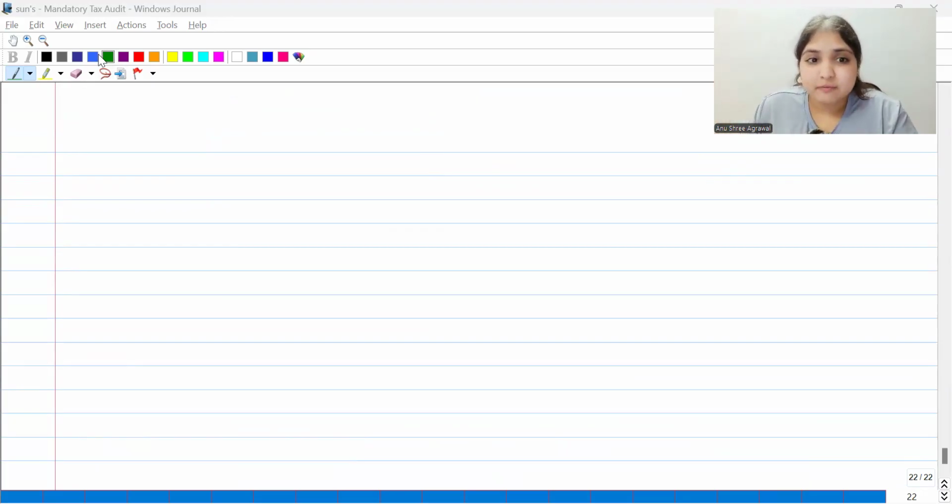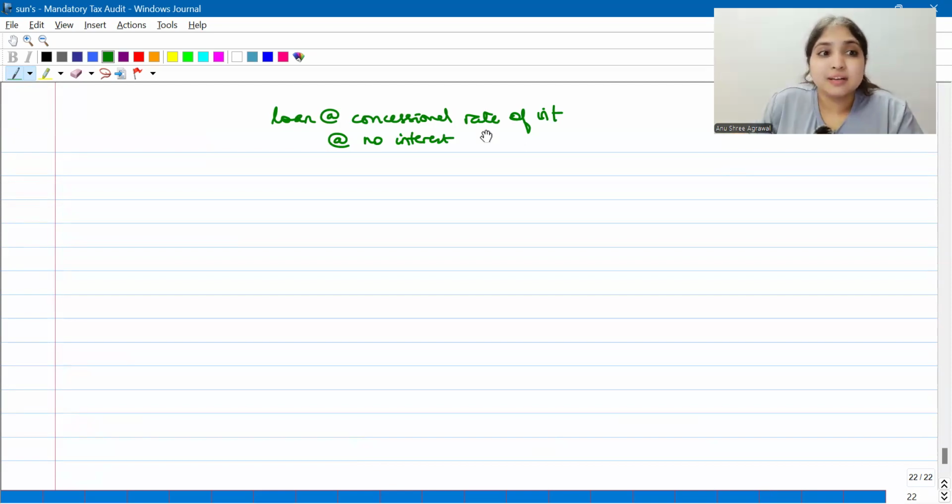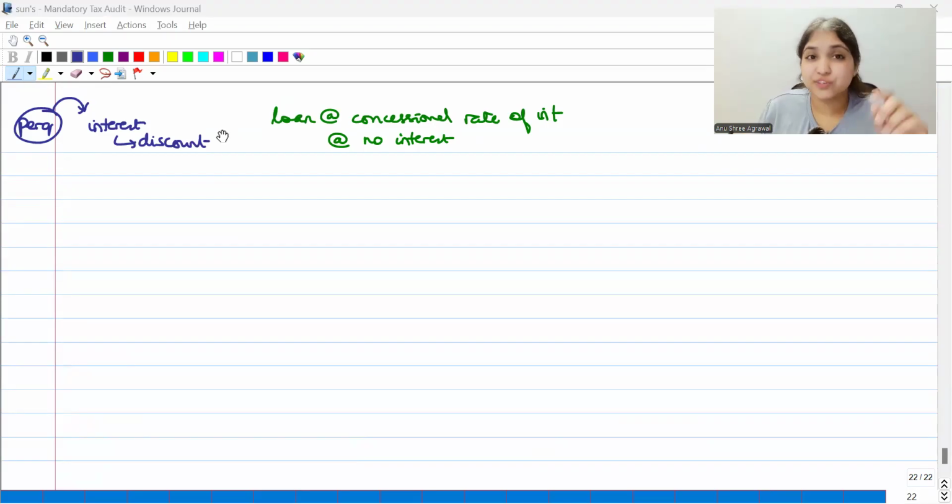See, listen to me. We are talking about loan at concessional rate of interest, or the same provision will also apply for loan which is given by the employer at no interest. So here, what is a perquisite? What is the benefit which my employee is enjoying? Loan is not the benefit because loan assessee anyways has to repay. The perquisite over here is the concession in the interest. In the interest, whatever discount the employee is getting, that is a perquisite for the assessee over here. That is the benefit.